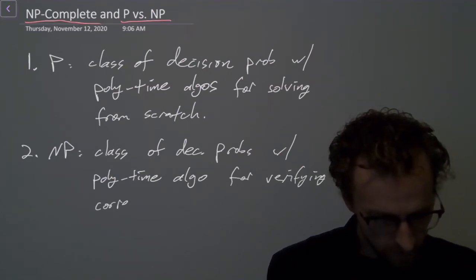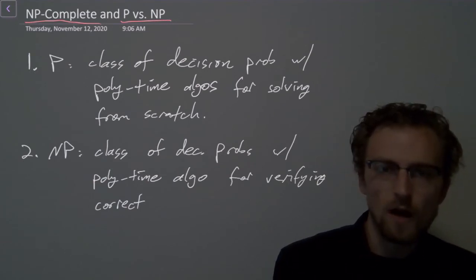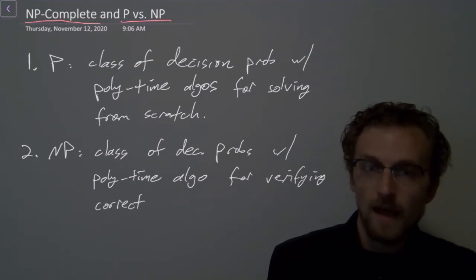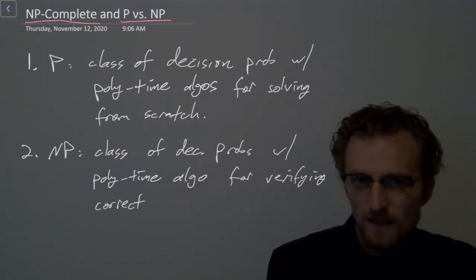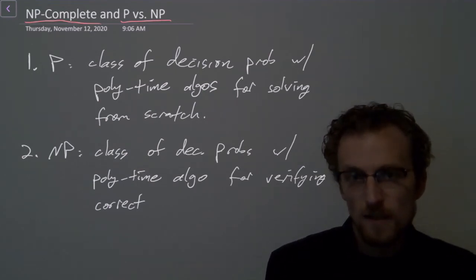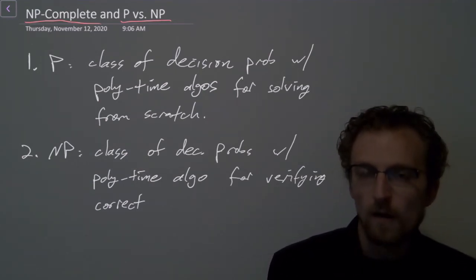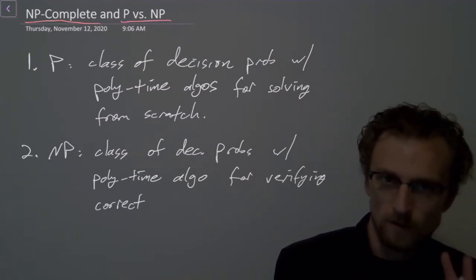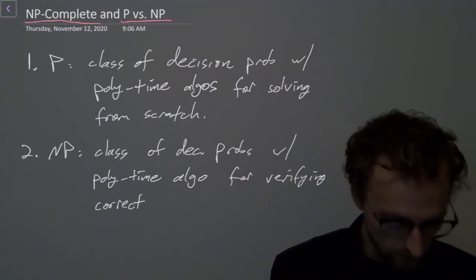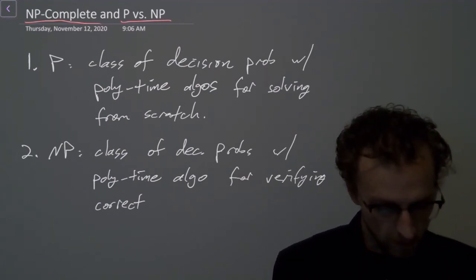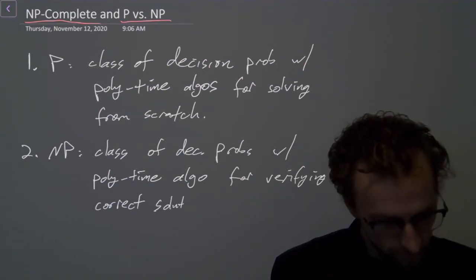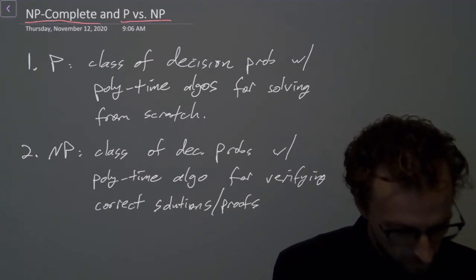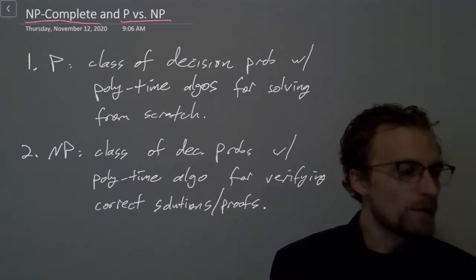And I'm saying correct solutions, and anybody who's hardcore into CS theory is going to grouse about this a little bit. But the idea is, if I give you a problem and a proof that it's a yes instance, you can check whether it is actually a yes instance or whether I'm lying in polynomial time. There are some subtle details here that I am glossing over, and I just want to leave that caveat out there for your consumption. So for verifying correct solutions or proofs, but not necessarily for solving from scratch.